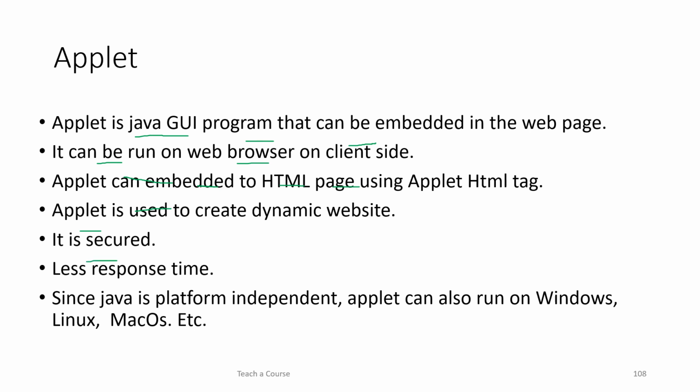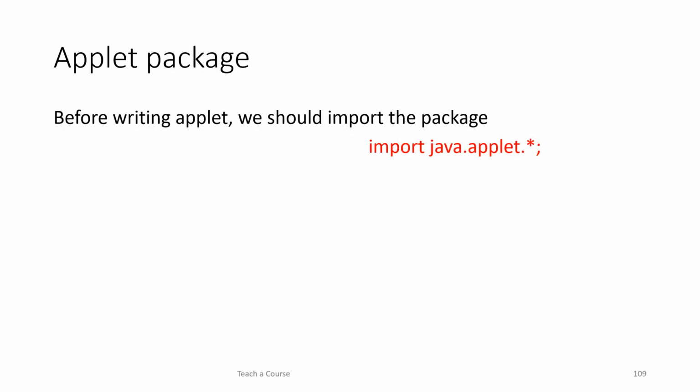Since Java is a platform independent programming language, applet can also run on multiple platforms. That means Windows, Linux, macOS, etc. The package for using applet in Java source code is java.applet.*. Before writing an applet program, we should import this package: import java.applet.*.